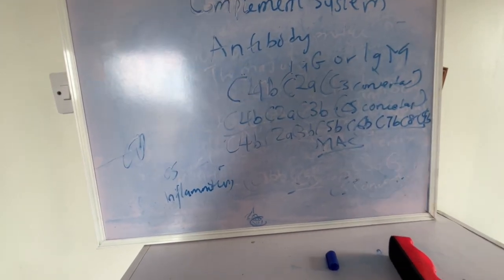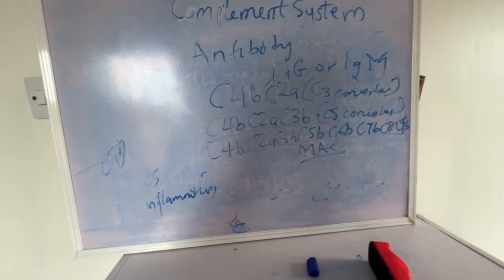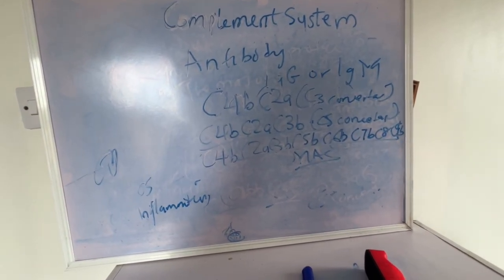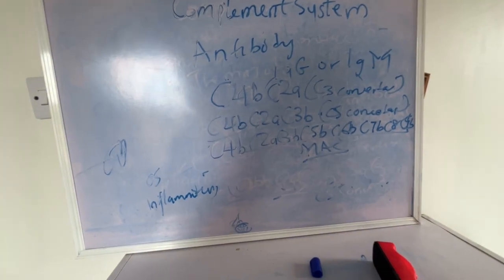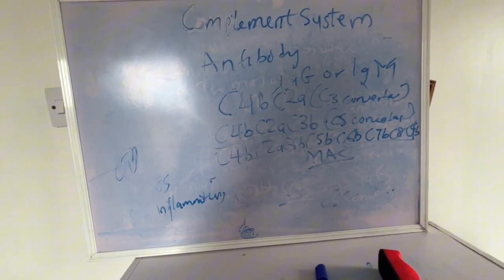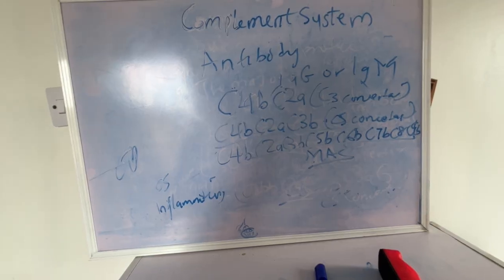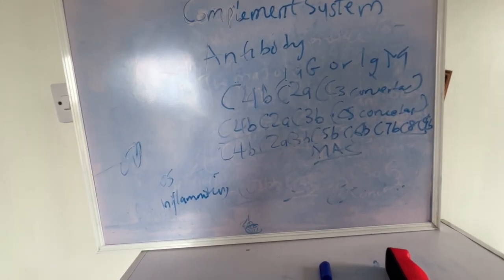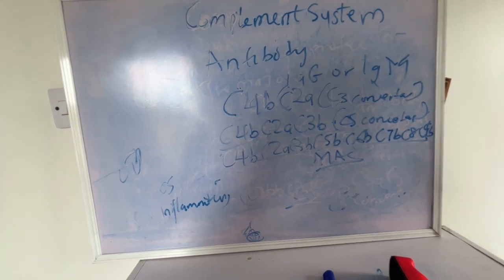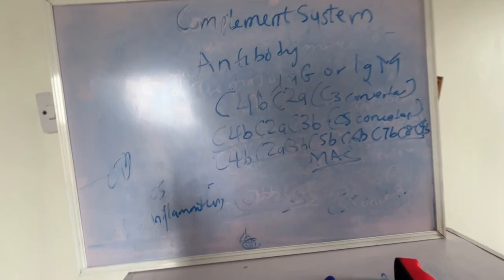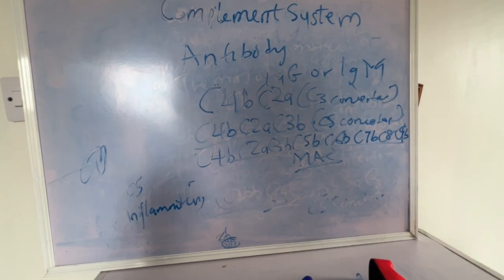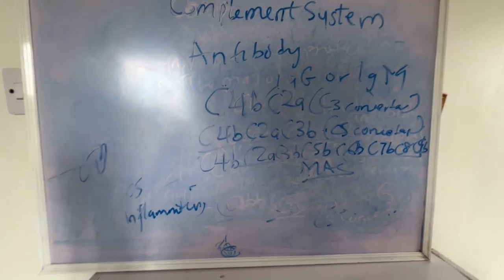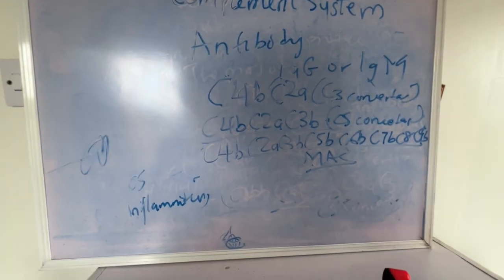Major points you should know. The antibodies that are involved are IgG or IgM. The classical pathway is activated by the binding of antibody to the antigen. The C3 convertase is C4b, C2a. The C5 convertase is C4b, C2a, and C3b. And regardless of the pathway in the complement system, the difference between the pathways is what triggers their activation. Like we have said, the classical pathway is triggered by the binding of an antibody.